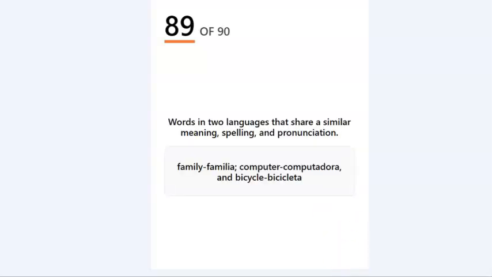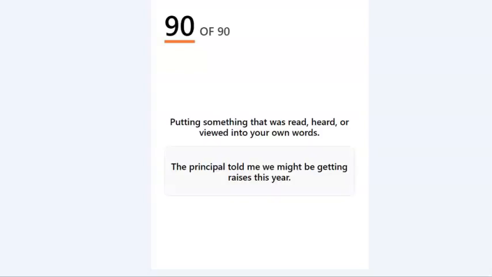Cognates. Words in two languages that share a similar meaning, spelling, and pronunciation. Family, familia; computer, computadora; and bicycle, bicicleta. Paraphrase. Putting something that was read, heard, or viewed into your own words. The principal told me we might be getting raises this year.